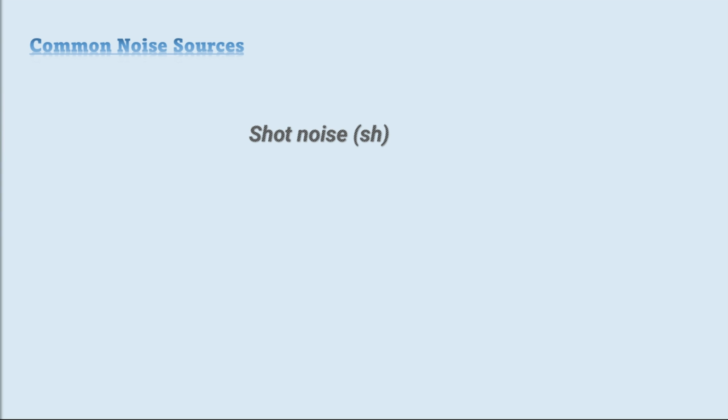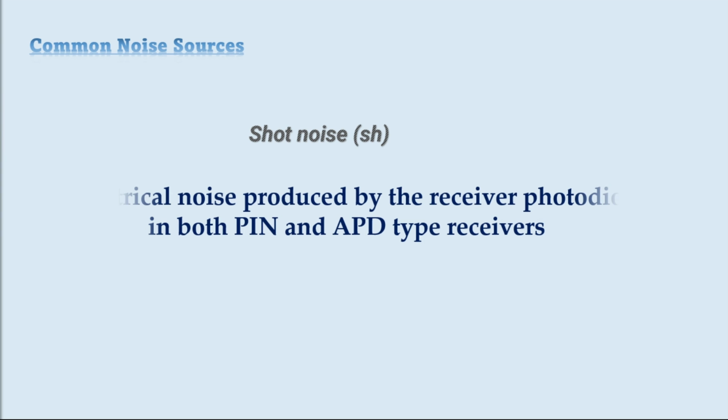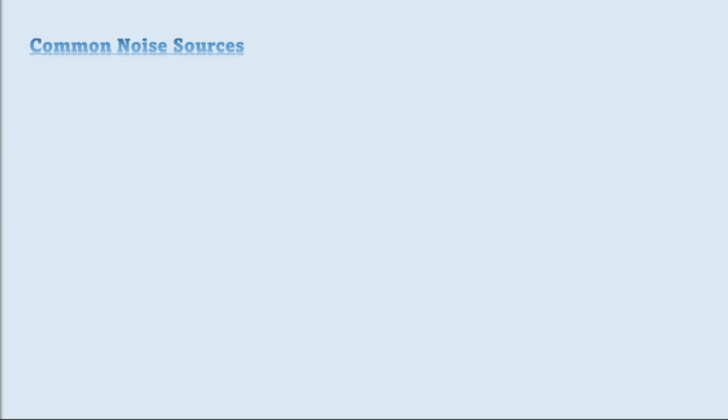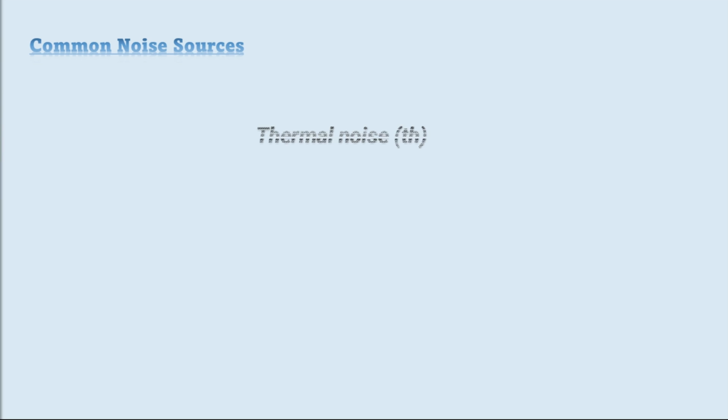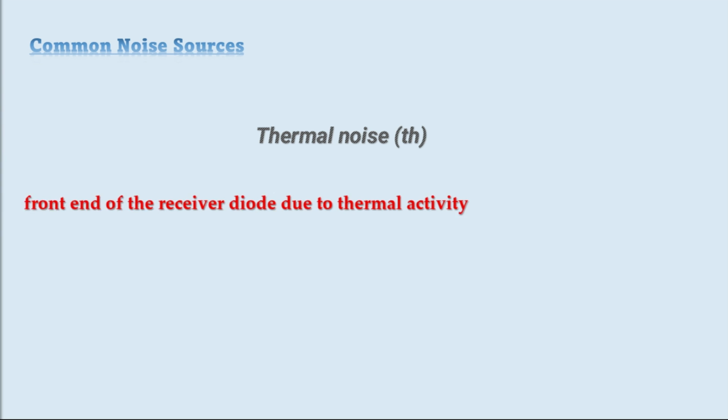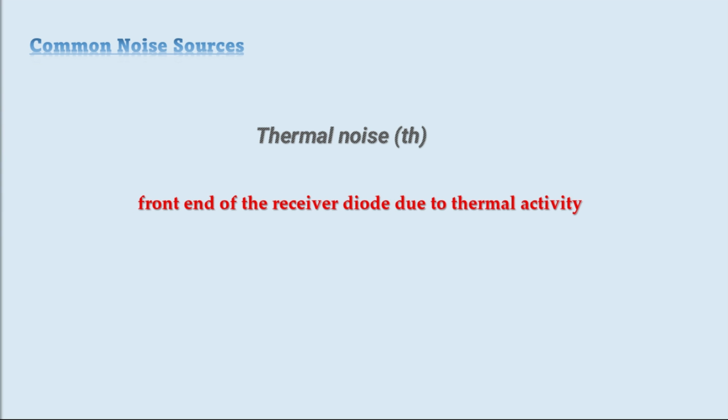Shot noise. This is electrical noise produced by the receiver photodiode in both PIN and APD type receivers. Shot spontaneous noise. This noise is generated by shot noise mixing with ASE noise in the receiver. Thermal noise. This noise is produced by the front end of the receiver diode due to thermal activity.